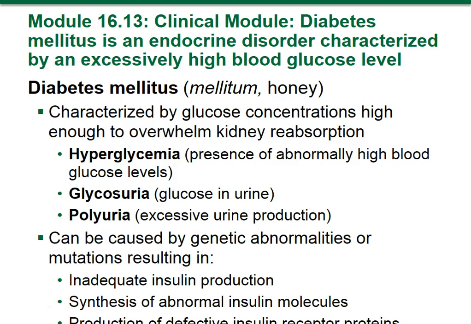Okay, diabetes mellitus, let's talk a little bit about that. This is in the clinical module. It's characterized by glucose concentrations high enough to overwhelm your kidney reabsorption. Hyperglycemia is the presence of abnormally high blood glucose. Glucosuria is glucose in your urine. Polyuria is excessive urine production. It can be caused by genetic abnormalities or mutations, so you could have inadequate insulin production, synthesis of abnormal insulin molecules, or production of defective insulin receptors.